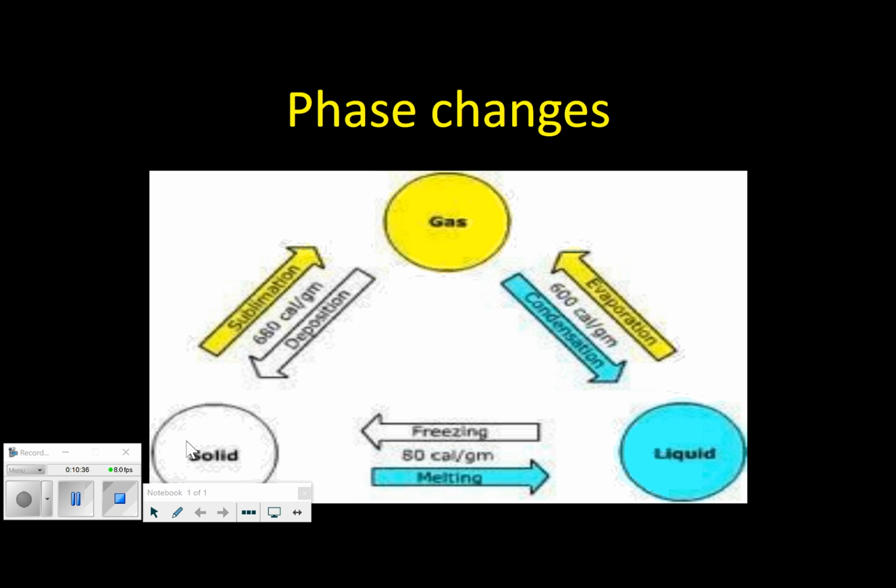If we go from a solid to a gas, it's called sublimation. You can actually take wet clothes and hang them outside on a freezing day and it will dry. That is an example of sublimation.